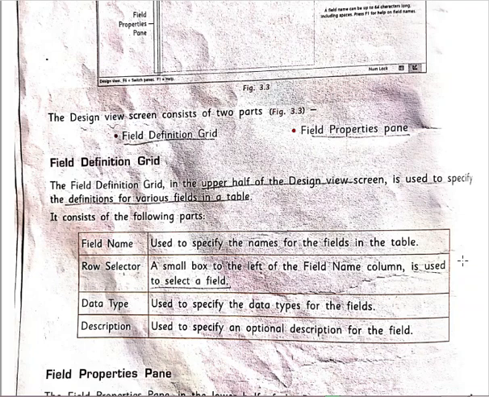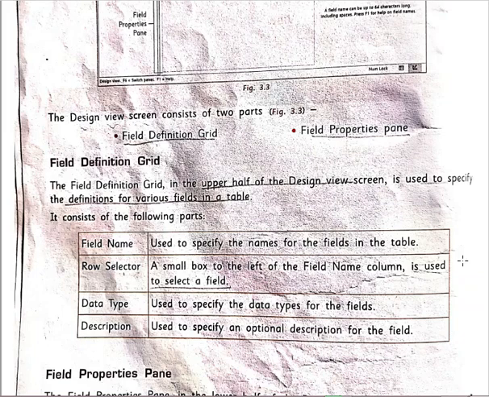Suppose our field is car name, car engine capacity or the brand of the car. Using the row selector, we can select a particular field; field means the column. The next is data type, which is used to specify the data type for the field. We already learned the different data types in chapter 2. Description is used to specify an optional description for the field.